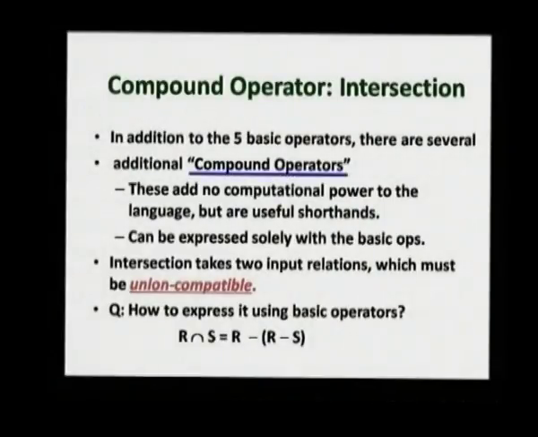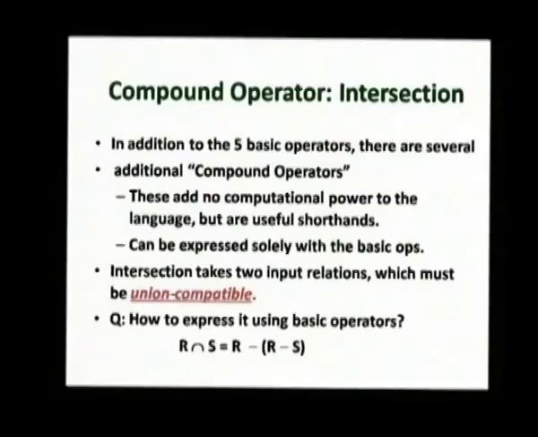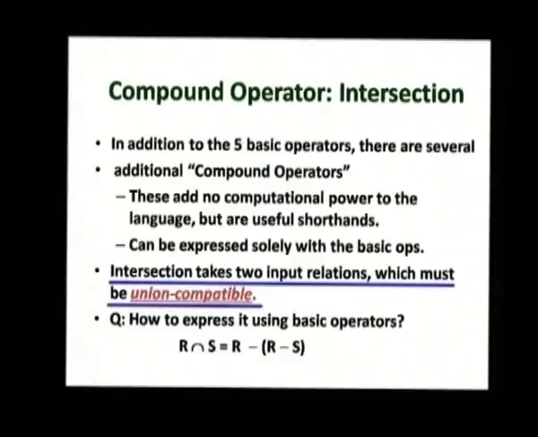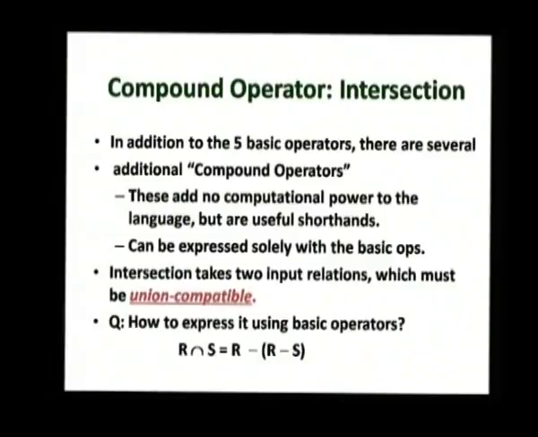So, this is considered a compound operation, and as far as computational power is concerned, there is no additional computational power, but it is only for convenience of representation that we use these shortcuts, and it can be solely expressed with basic operators. As far as intersection is concerned, it takes two input relations as we have already seen, and these two input relations have to be union compatible. This we have already discussed, what is union compatibility. Then next we have to see how to express these operators using basic operators. So, if you look here, R intersection S is nothing but R minus (R minus S).